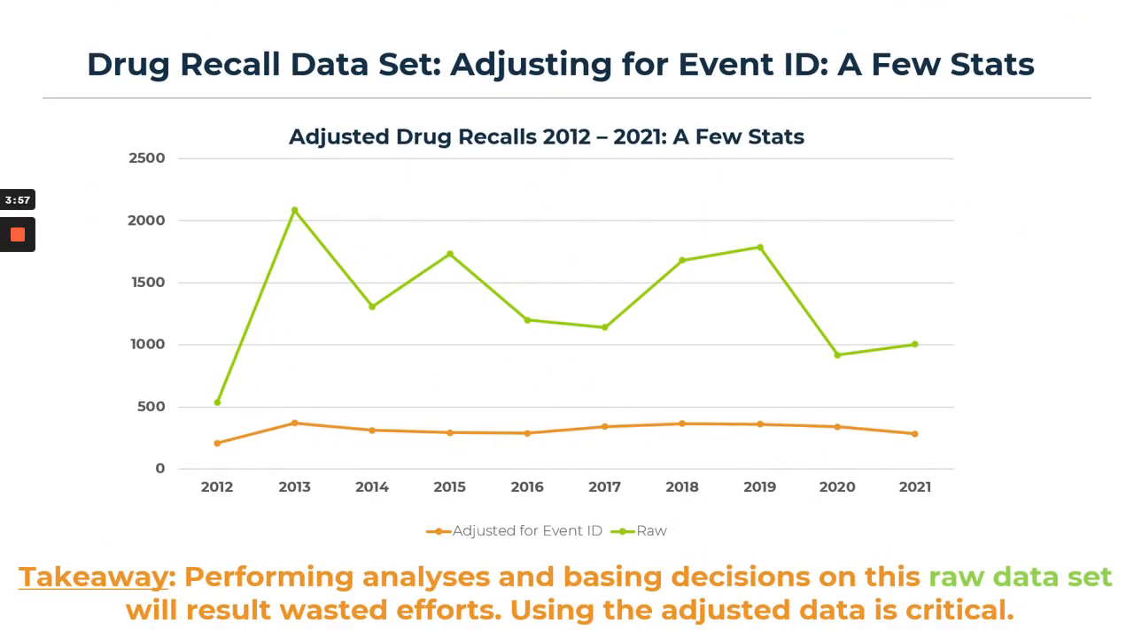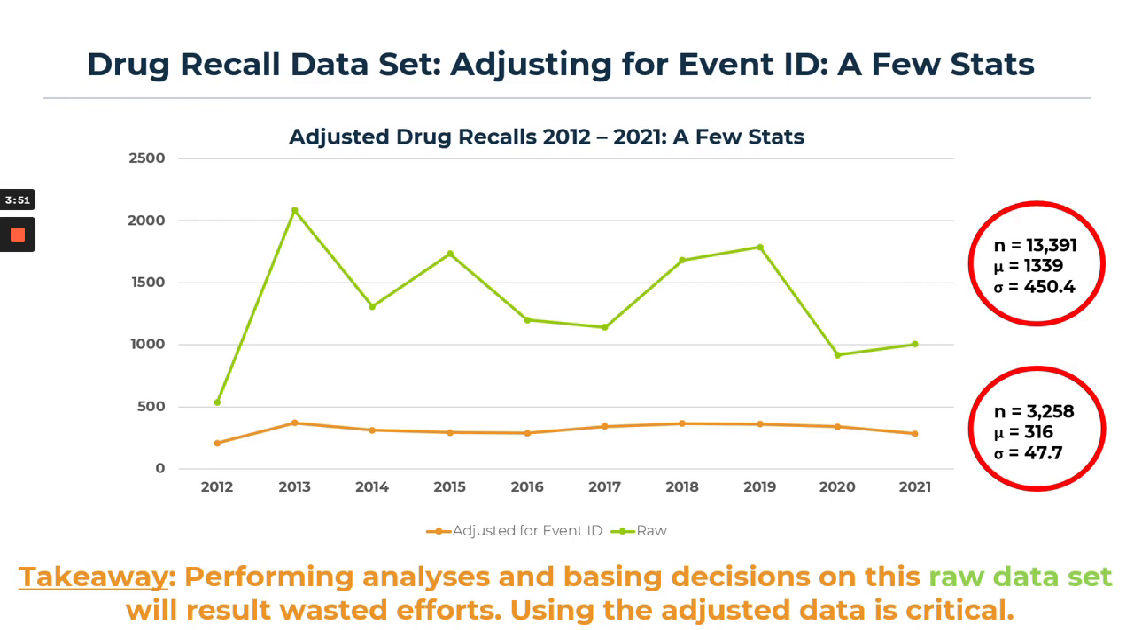The recall data corrected for those replicates is shown in the graph here in the lower line. Note the vastly different numbers: lower numbers for total recalls, average recalls per year, and the 10-fold decrease in the standard deviation of this data. This is a data set that's ripe for analysis.